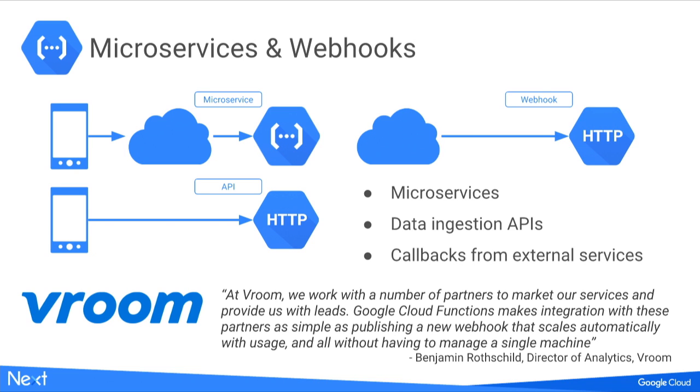A good example here is Vroom. Vroom are the largest used car seller on eBay, and they accept data from partners. They have a network of partners. They want to accept data. They're using cloud functions as a data ingestion mechanism, as an API for their partners to call.